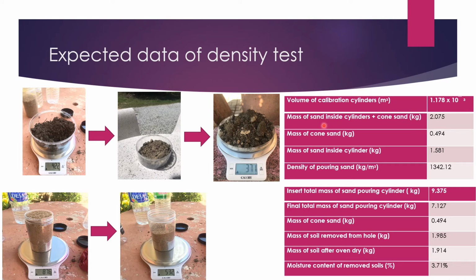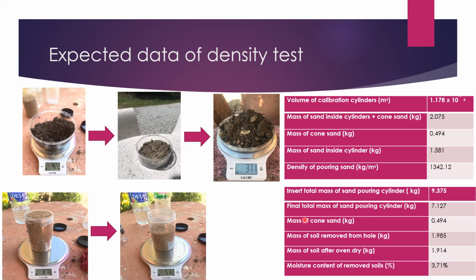And for the expected data that I have obtained, the mass of sand inside the cylinder plus cone sand is 0.075 kilogram, and the mass of cone sand is 0.494 kilogram. The mass of sand inside the cylinder is 1.581 kilogram, and this is the density of pouring sand. The value is 1342.12 kilogram per meter cube.